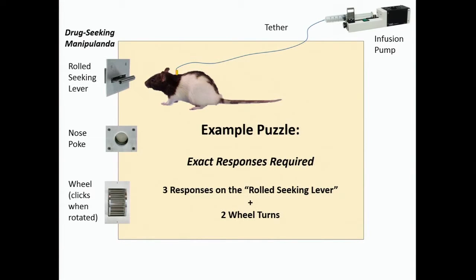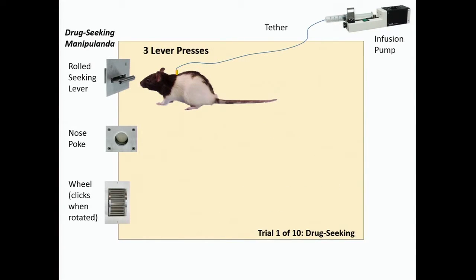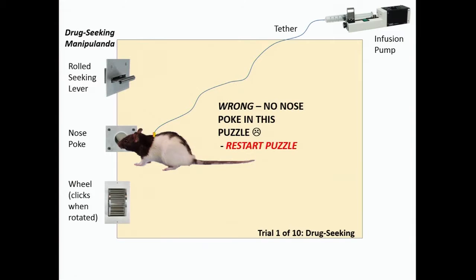So what the rat's going to do is it's going to press that lever three times, hopefully. And then when it does something correct, there's a signal, it's a beep, it's a tone, just telling it does something correct, now go do something else. Okay? Now, if it goes and does a nose poke next, well, that's incorrect. It was supposed to go to the wheel. So it has to actually restart the puzzle. So this is a difficult task for a rat to do, as you can imagine. It has to figure out what to do in what order to do it.